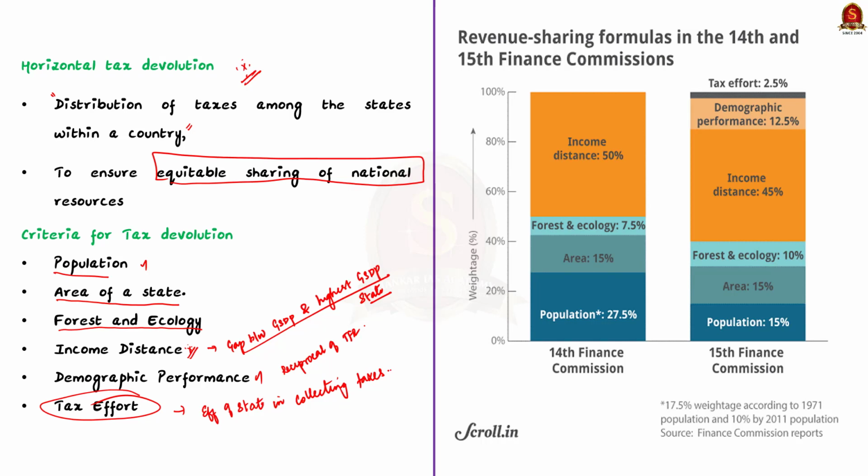So, as you can see in the chart, the 15th Finance Commission has modified the weightage of these criteria from the earlier 14th Finance Commission. Note that 2 new criteria are added. They are tax effort and demographic performance.